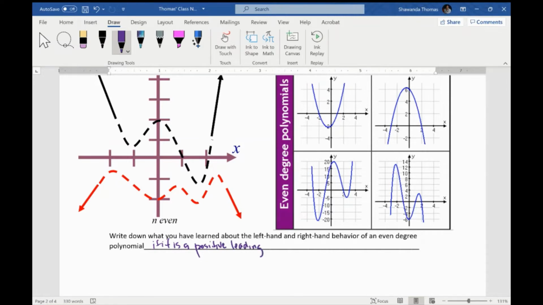All right. If it is a positive leading coefficient, both ends will rise. If it is a negative leading coefficient, both ends will fall. Excellent. Any questions about that? Any questions?